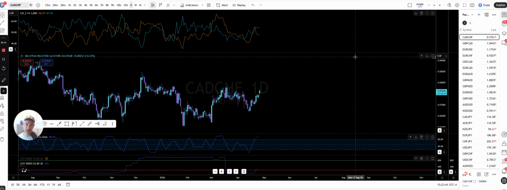I've been in this one since last week. Again, it's a very slow moving pair. It doesn't produce a lot of pips, which is why I'm not sure it's worth the mental energy to trade it. But I'm in this trade now, so I'm gonna see it through.